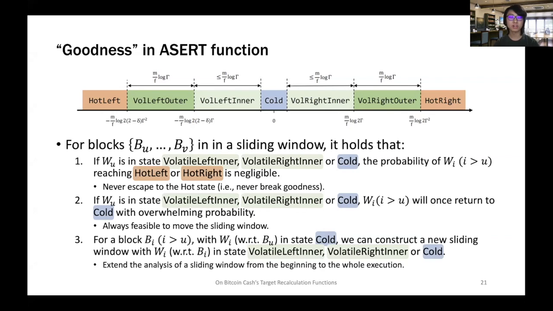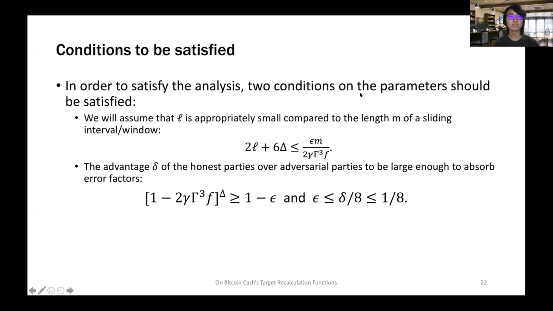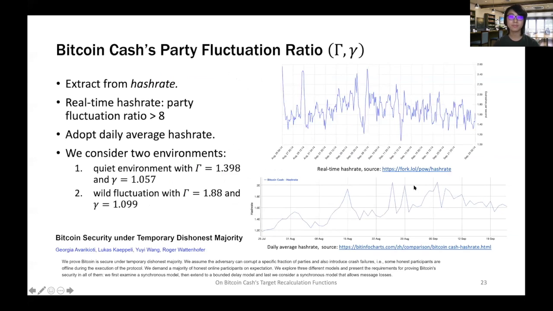And this happens with overwhelming probability, which means that we can always extend this, so this goodness is never violated from the beginning to the whole execution. So this is our analysis for this assert function. And after we insert our analysis of the assert function into the backbone protocol, we can work out some conditions that our analysis should satisfy.